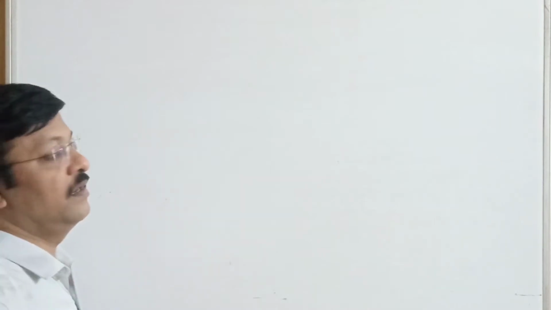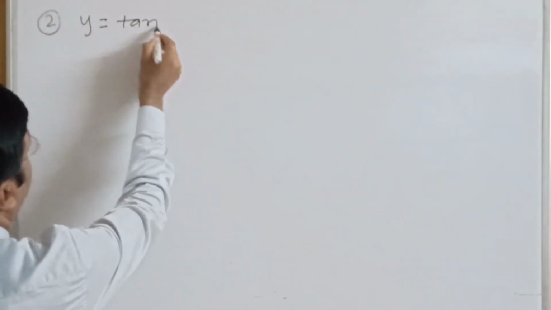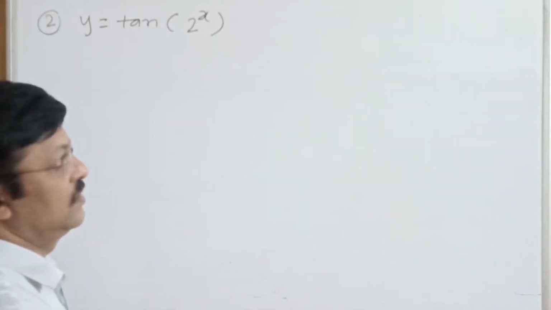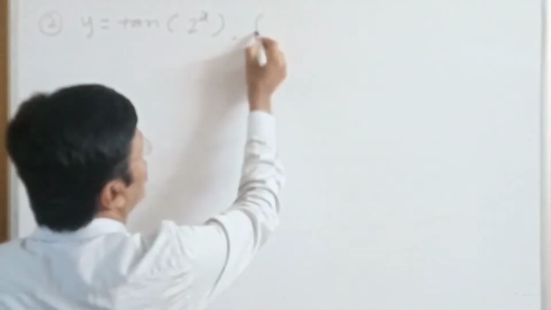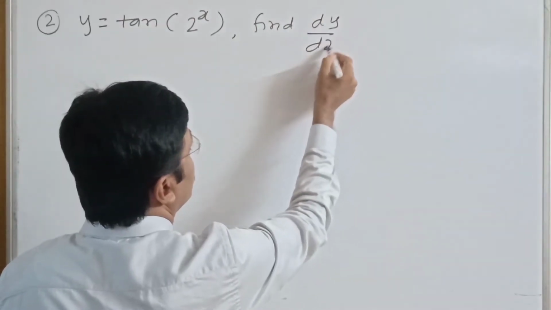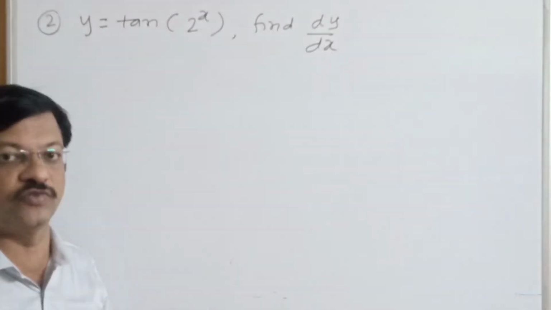Let us consider some other example. Number 2 example. y is equal to tan of 2 raised to x, and we will find out dy by dx. We have to find out dy by dx when y is given equal to tan of 2 raised to x. See, tan of 2 raised to x is not a standard function.